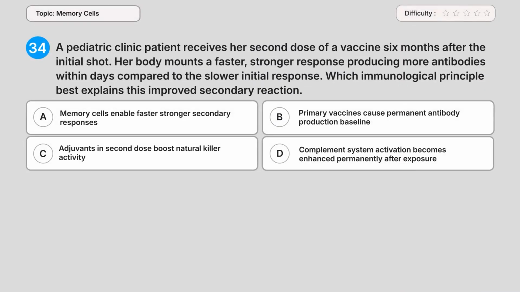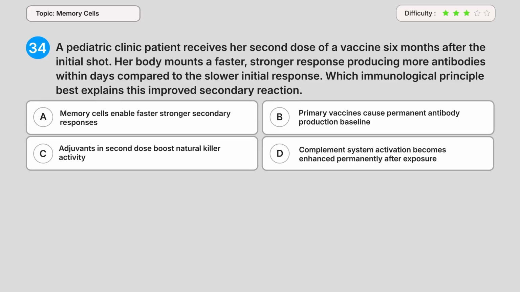Question 34. A pediatric clinic patient receives her second dose of a vaccine 6 months after the initial shot. Her body mounts a faster, stronger response, producing more antibodies within days compared to the slower initial response. Which immunological principle best explains this improved secondary reaction?